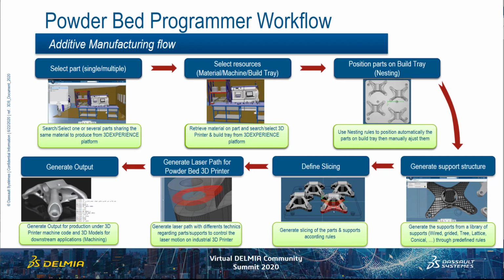Now, here's a quick workflow for the powder bed programmer. We start off with selecting a part, and this part could be coming in from multi-CAD. It could be a multi-CAD geometry. We bring it into the platform and set up the resource: the material definition, machine, and build tray. We position the parts, do some nesting, and then generate support structures. Then we slice the part, generate the scan path or laser paths for the specific powder bed 3D printer, and then generate the output.